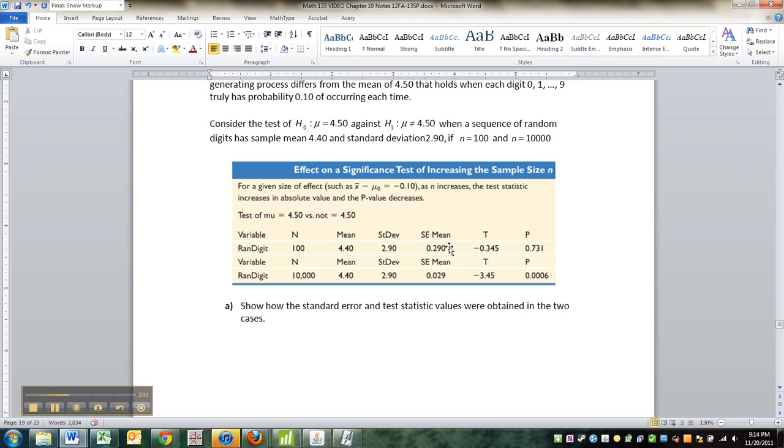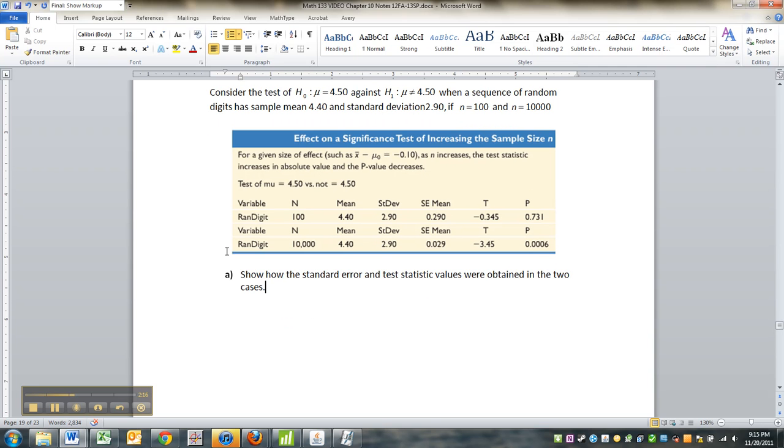That caused the standard error of the mean, i.e. sigma over the square root of n, what we learned in chapter 8.1, to be 0.29, and t to be negative 0.345, with a p-value of 0.731. Then the next time we did it with 10,000 draws, the mean is still only 4.4, which is only 0.1 away. Standard deviation is 2.9, and so on. The first thing they want us to notice is how the standard error and the test statistic values were obtained. So let's talk about the standard error.